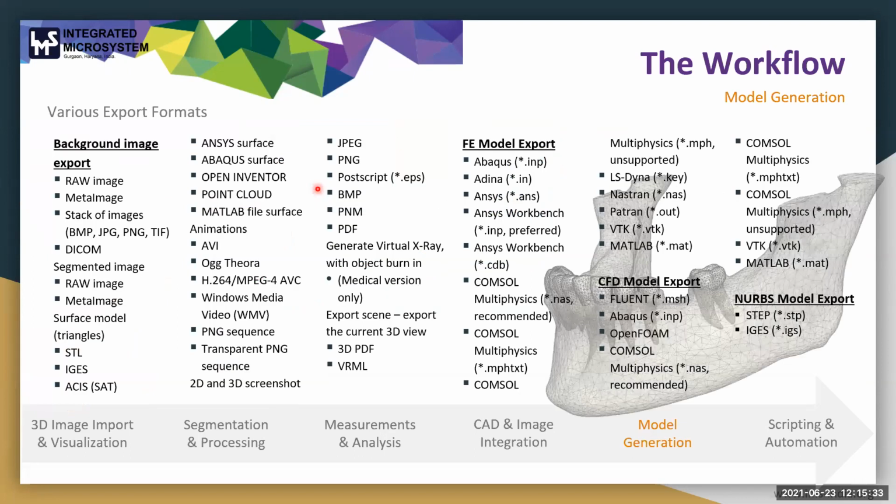These are various export formats which can be exported from a software. This may not be applicable for all softwares, but we have background image exports, we have surface model export in STL, IGS, or some software specific exports as well, if you want to further do analysis in ANSYS, Abaqus. So we can export directly to them as well. For finite element models, we can also export directly to different softwares.